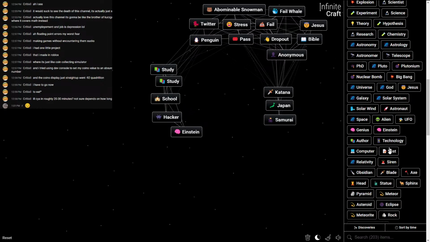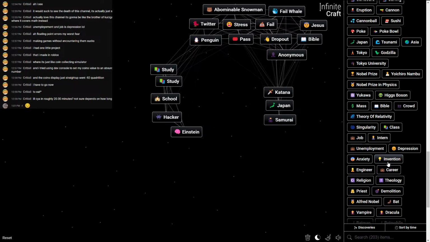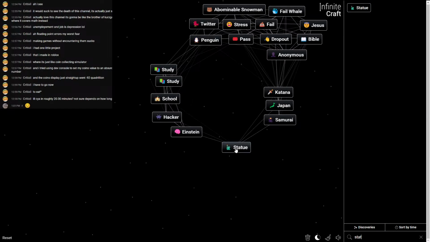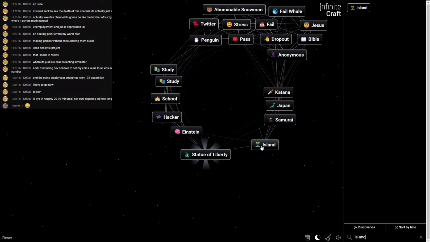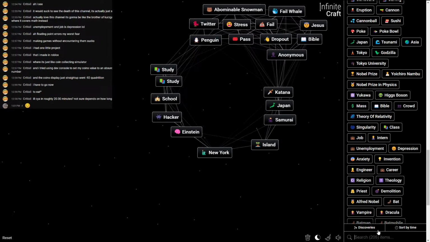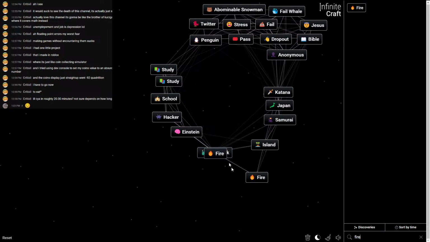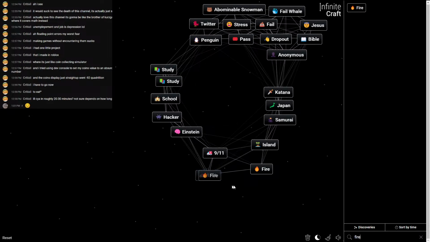It's tough. It's tough trying to recreate math in this. A lot of the paths have changed. So I'm just trying to think of what could be used. I know pi was the easy one last time, but I don't remember how I got pi, to be honest. We have statue. Maybe statue and island will give us New York. Statue of Liberty. Okay. At least we'll get 9/11. It'll give us fractions. Using a tragedy to my benefit.